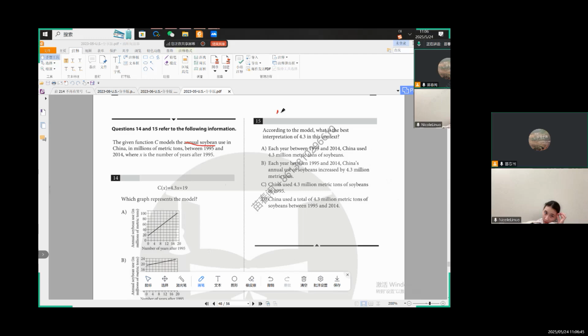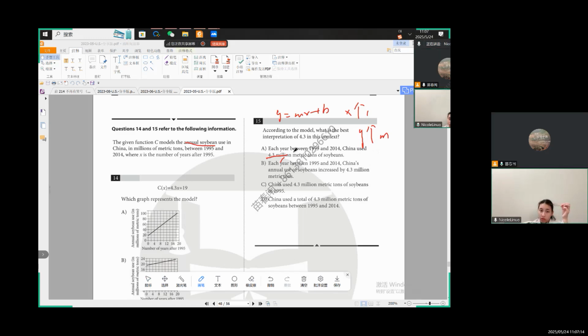This is what we said, y equals mx plus b, right? So x increased by 1, y increased by m, right? Yes. So y increased by that, not the y is annual soybean, right? So this one increased by 4.3, not use 4.3.